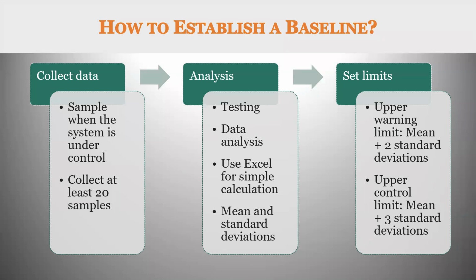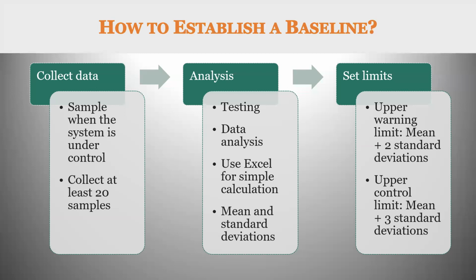Collecting data means you sample when the system is under control. You do not want to sample when the system is down or under stress. You want to see, under normal operation, what the microbial load can be. And you want to collect at least 20 samples to have a meaningful statistical analysis. And analysis will involve, of course, testing to get the result. And then you can use an Excel file for simple calculations. You can measure the mean and the standard deviation.